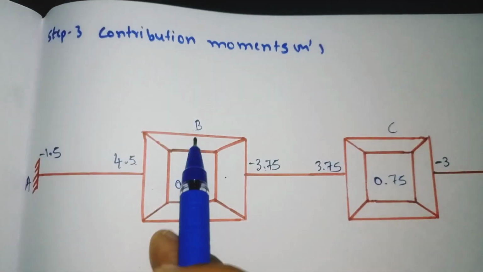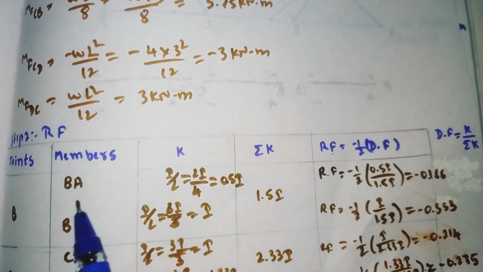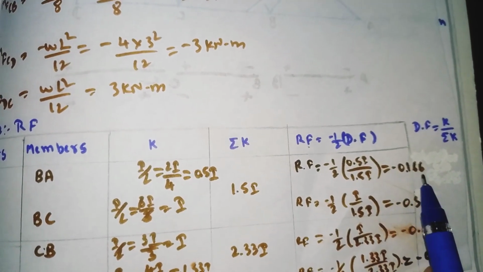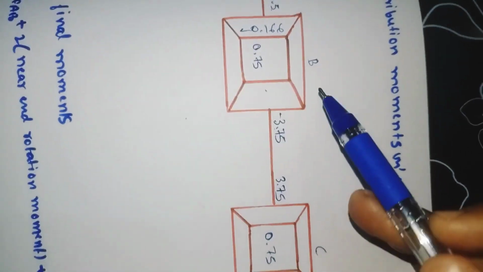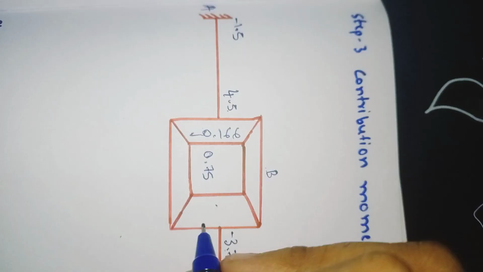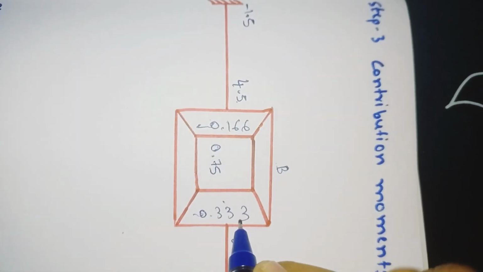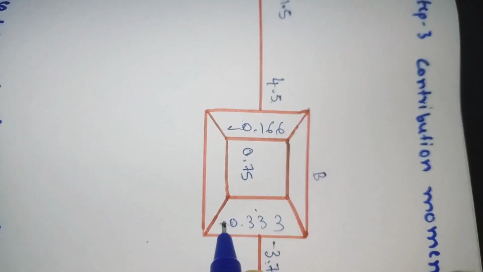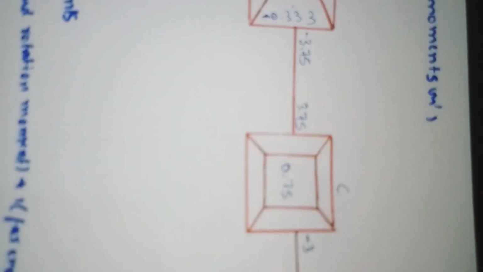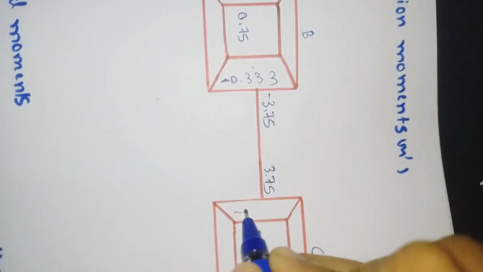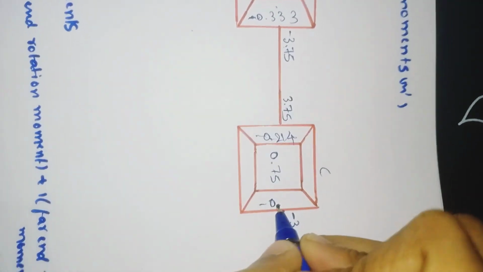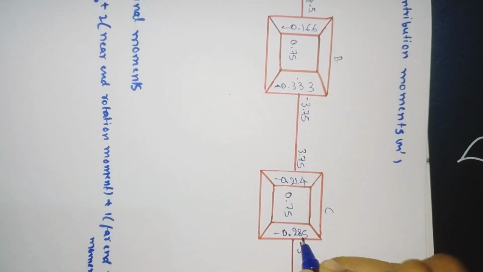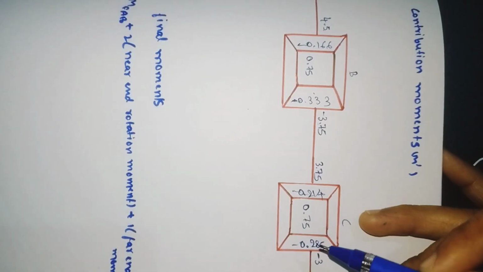So for BA the rotation factor value we got was minus 0.1666. So I am writing here minus 0.166. Similarly for BC we got the rotation factor value minus 0.333. For CB we got minus 0.214, and for CD we got minus 0.285. So I have written all the rotation factor values.